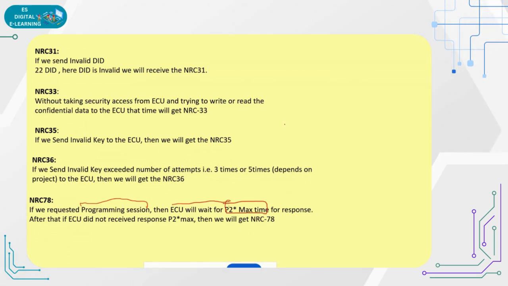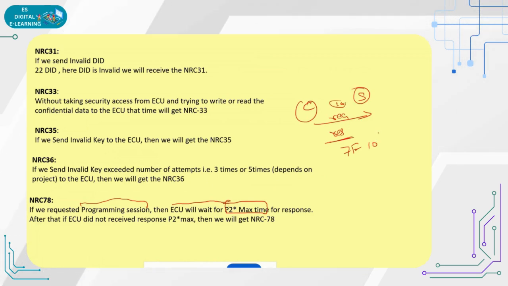When the client is sending the request to the server, what is the response? It should wait some time, because the client is waiting. Why am I not getting a response? So within 2 seconds, you will get 7F and 10. If you are requesting 10, you will get 10 and 78.